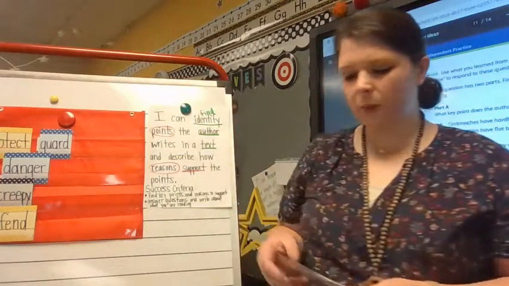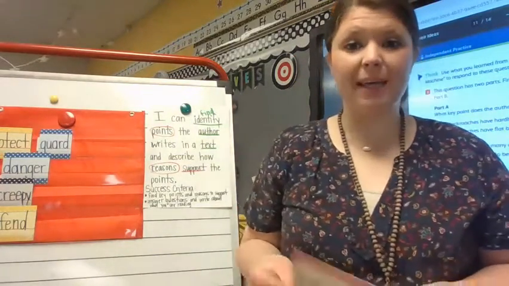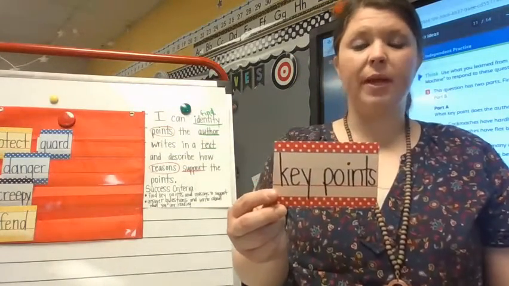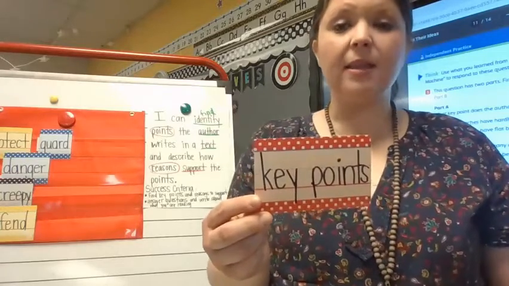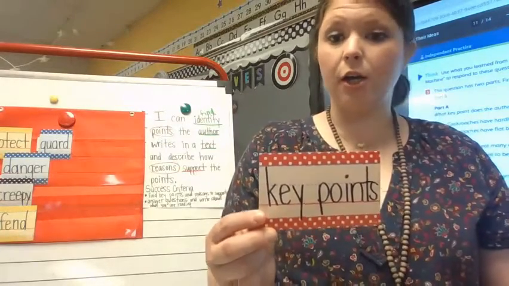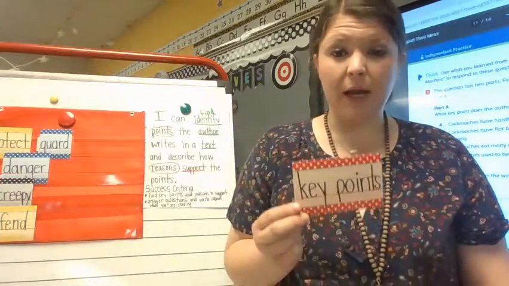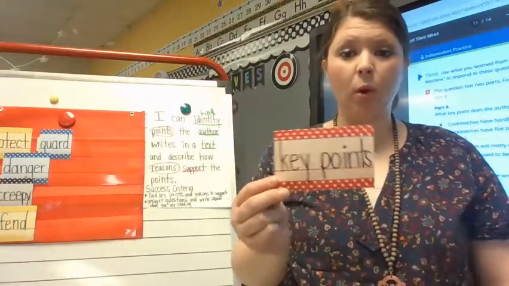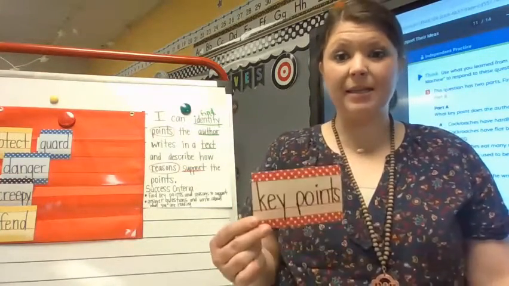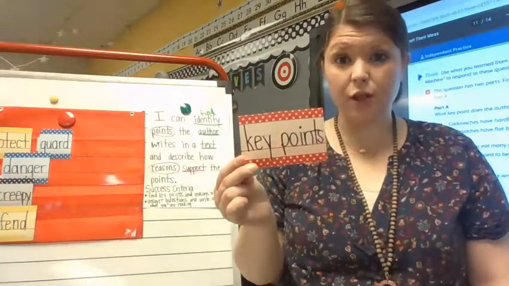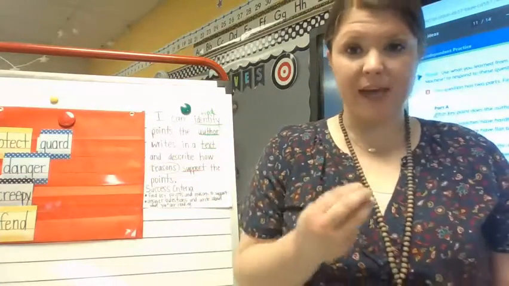All right, now let's look at this word points. This is talking about key points. Key points are important ideas that the author wants the reader to understand. It's kind of like the main idea, okay? So a key point is the important idea or that main idea that the author wants us to learn or take away from the text.